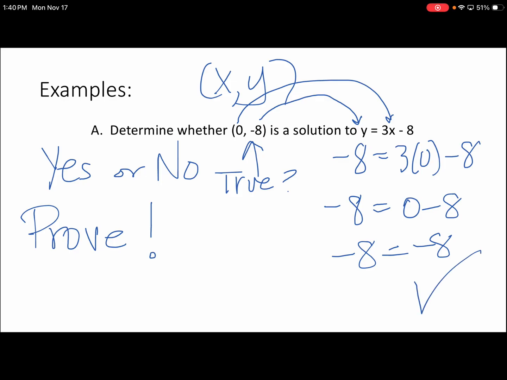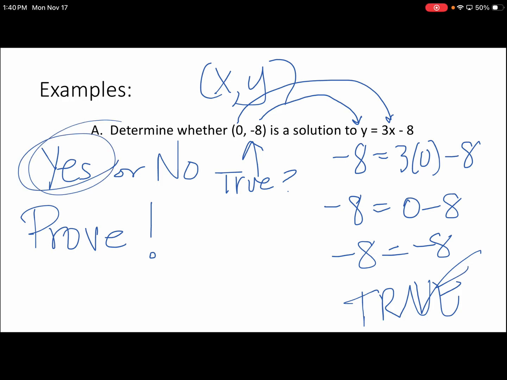Yes. Since that is true, my answer is yes. If that had been false, my answer would be no. And on the test, every year I get kids that plug in the numbers wrong and get no, and the answer's no, but their proof is wrong. They don't get points for that. So it's not really a 50-50. You have to prove why it's no, and you have to prove why it's no correctly. You try letter B right now.